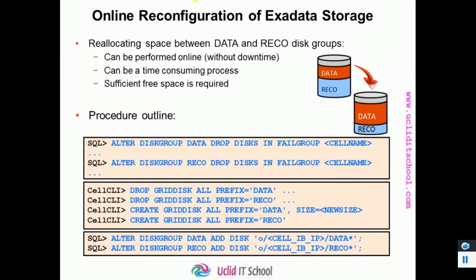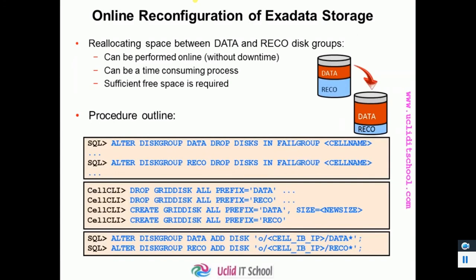Yeah, Murali, quick question on this. Maybe I missed it when you were explaining. So this is readjusting the disk group allocation on the grid disk, right? Yeah, on the storage server.